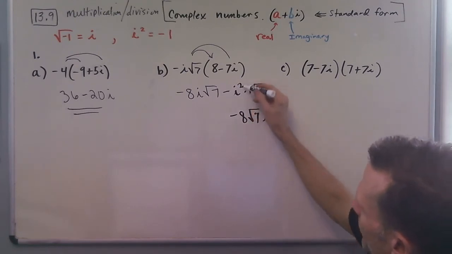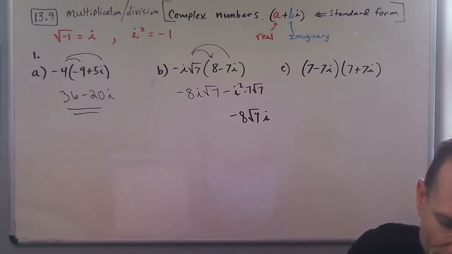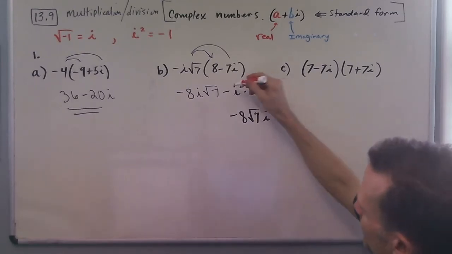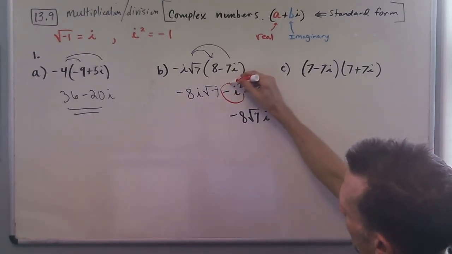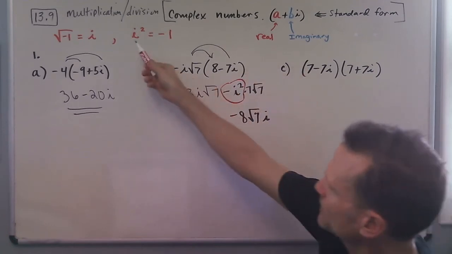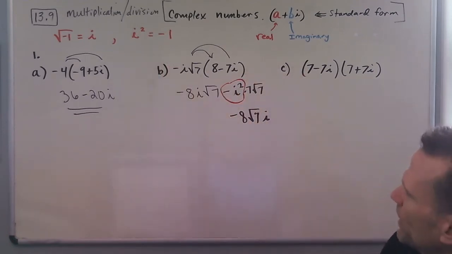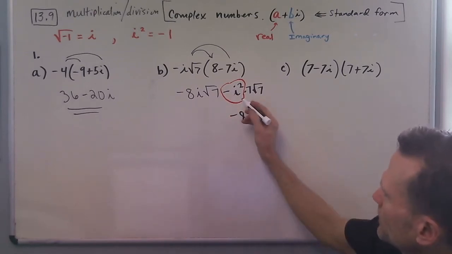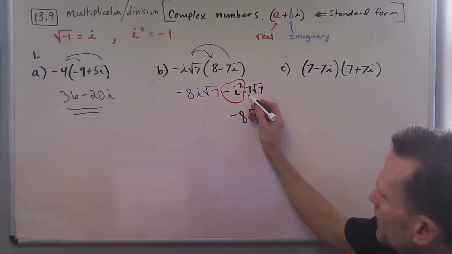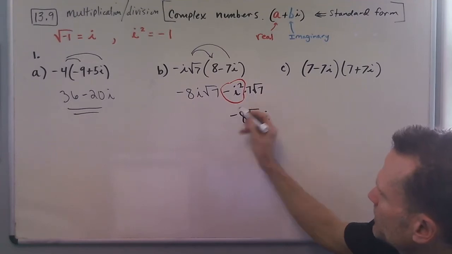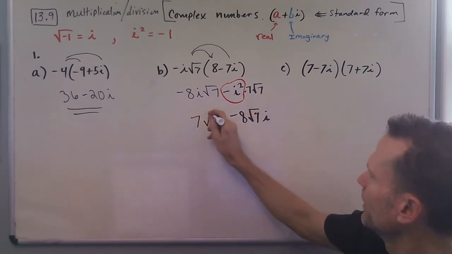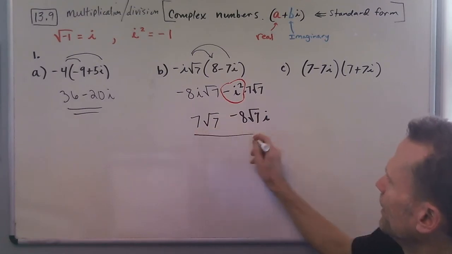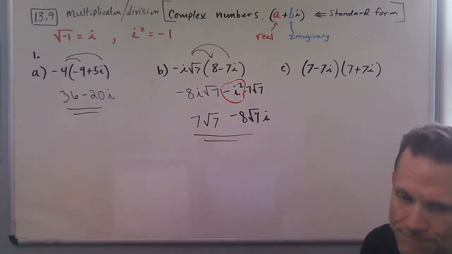And then here, looking at this little piece right here, we have to think about, right there, we have i squared is equal to negative 1. So we have negative 1, which ends up being positive 1. So this is equal to 1, and 1 times 7 is 7, so we have 7 radical 7. And that's in standard form.